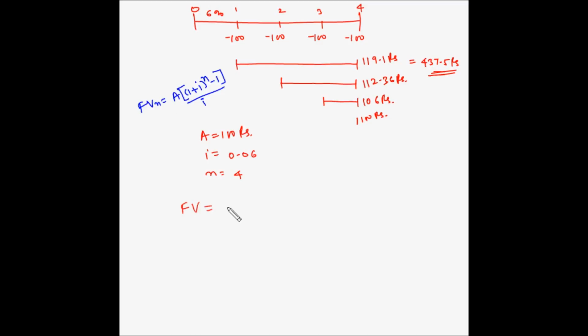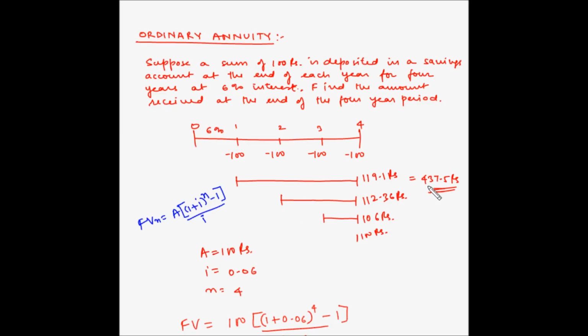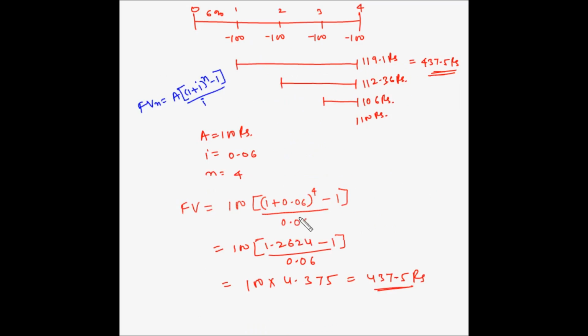So FV, that is the future value, is equal to 100 into (1 plus i, which is 0.06) to the power n, which is 4, minus 1, divided by i, which is 0.06. So this is equal to 100 into (1.2624 minus 1) divided by 0.06. So this is equal to 100 into 4.375, which is equal to 437.5 rupees. So this is the same as what we had gotten earlier, 437.5 rupees. So this is the formula to use when we have to find the future value of an ordinary annuity.